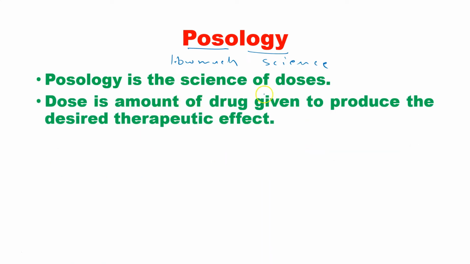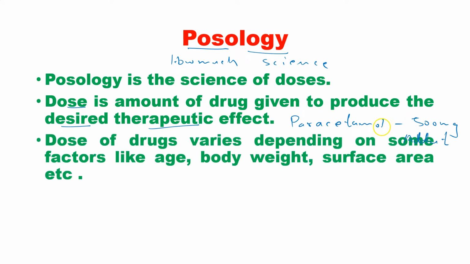And dose is the amount of a drug given to produce the desired therapeutic effect. Suppose, as a very common example, paracetamol. We see that 500 milligram is a dose for an adult, right? And this 500 milligram is a dose which produces the desired therapeutic effect. It is a minimum amount that will produce an effect, and it's also a maximum amount that will be tolerated by the body.